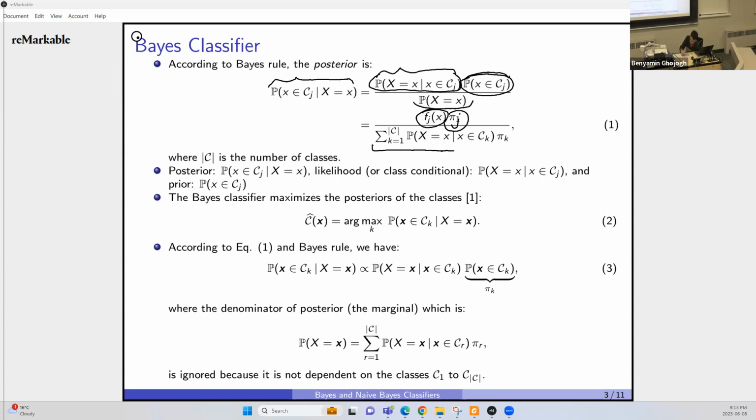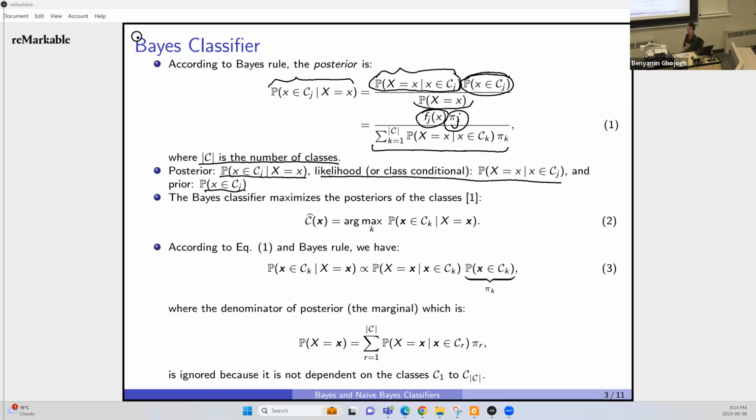And this I can marginalize. So rather than this, I can say probability of X given X belongs to Ck times probability of X belongs to Ck. This is called marginalization, where C is the number of classes. Okay. Now, the posterior: probability of X belongs to Cj given X. This is the likelihood or class conditional. This is also called class conditional, and this is the prior.